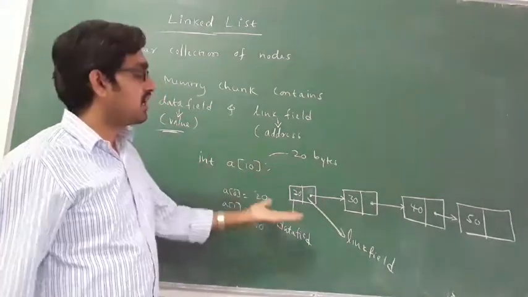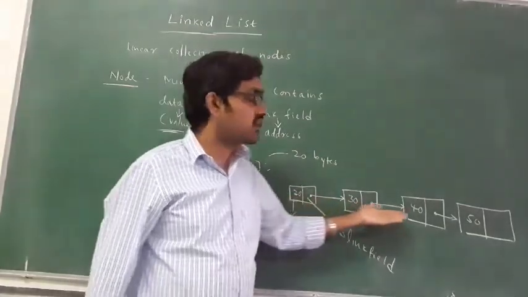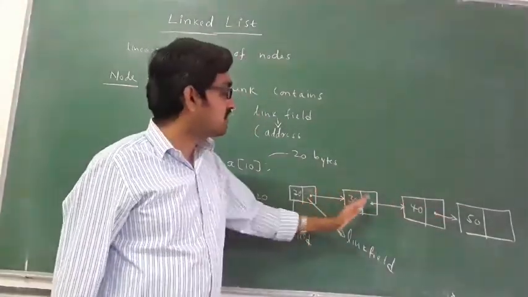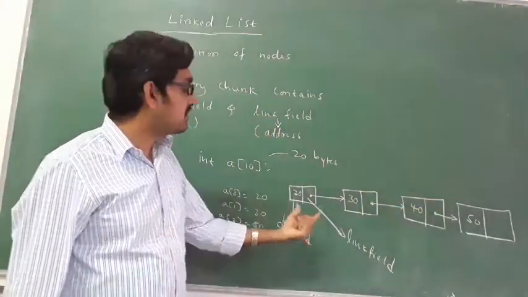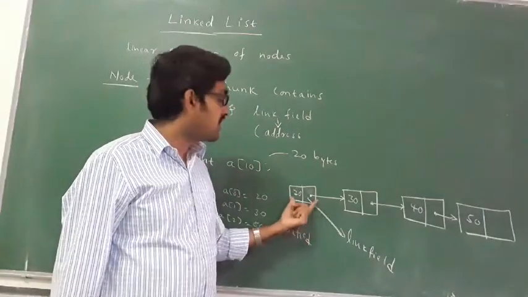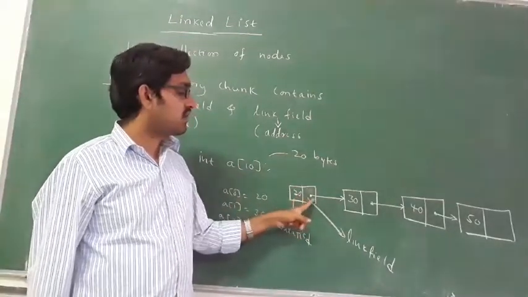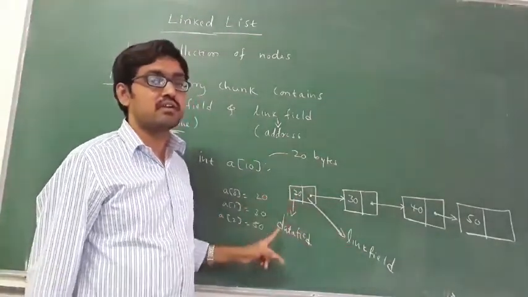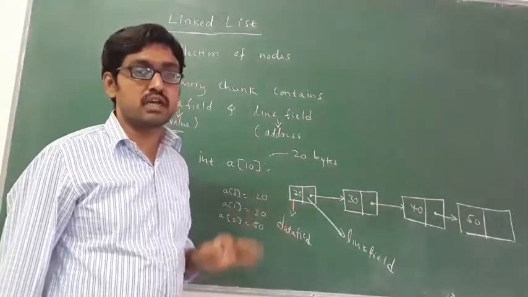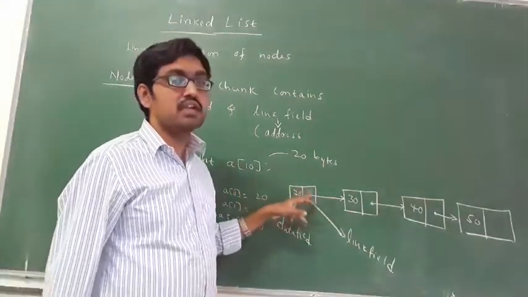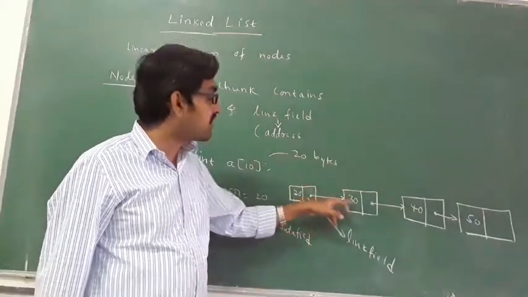And what is a linked list? A linked list is a linear collection of nodes. This is one node, this is one node, this is one node. There are 4 nodes I am using. What is a node? A node is a memory chunk. It contains 2 fields. One is a data field, the second is a link field. The data field contains information or value. Then what is the link field? The link field contains the address of the next node.